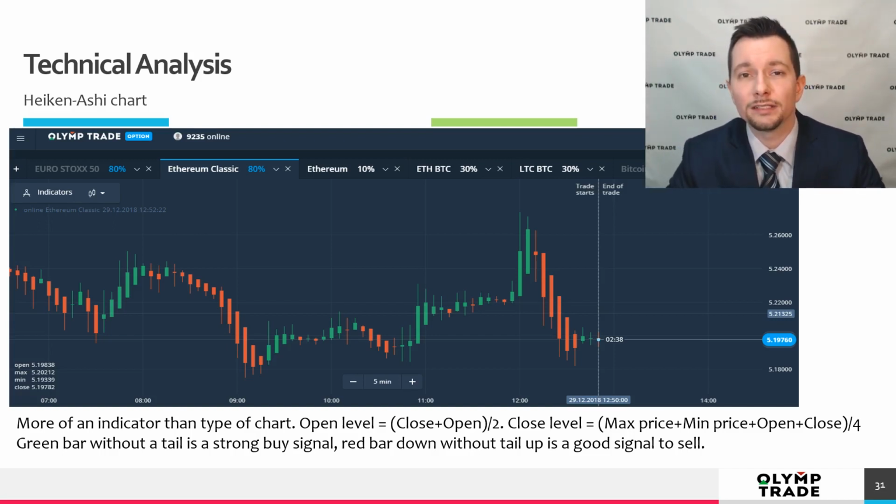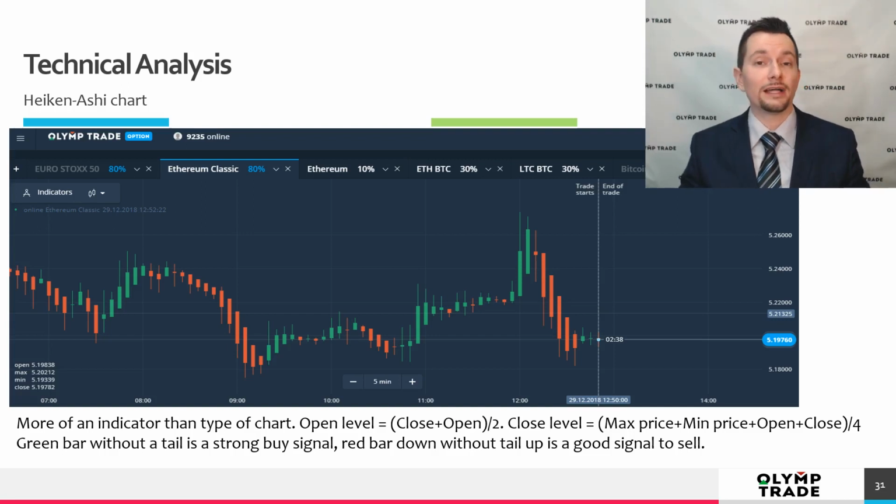This is a way of drawing out your candles that signify a certain market movement. They are called Kanashii candles, or Olymp Trade provides a Kanashii chart. Very, very effective, very, very useful.